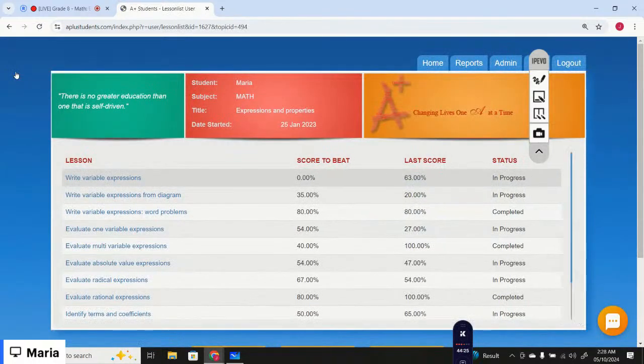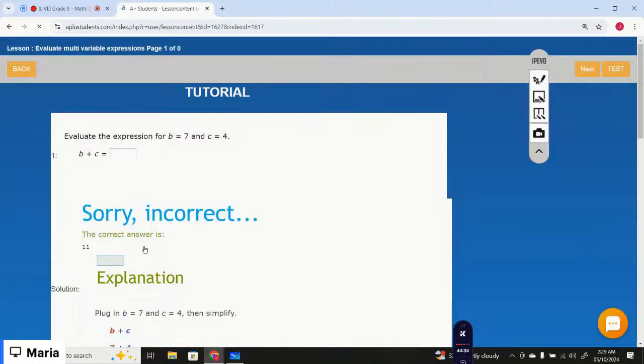The next lesson is variable evaluate multivariable expressions. So multivariable means more than one variable, right? You can see here now you have two variables. Evaluate the expression for.